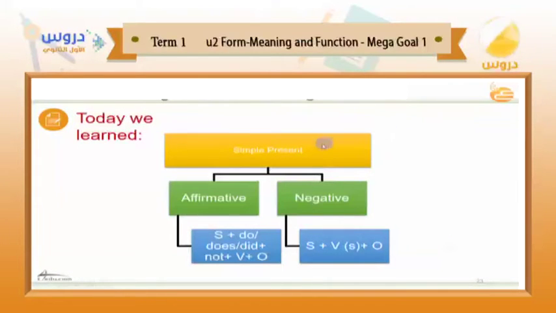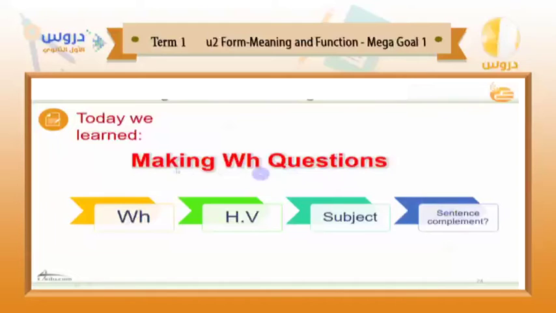Today we learned simple present, affirmative and negative. In the affirmative, subject plus do or does, did plus not, the verb, and plus the object. And on the negative side, subject plus the verb plus the subject or even the object. Okay, we should not forget those structures. And also when it comes to WH questions, WH plus the helping verb, subject, and the sentence complement.